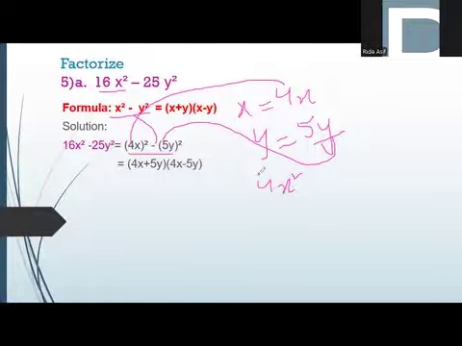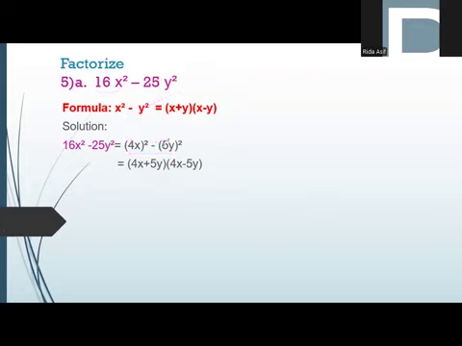16x square is the square of 4x whole square. So avoid such kind of mistakes. You have to put the bracket around 4x, just to clear the concept that we have to take the square of 4 also, not only the square of x.